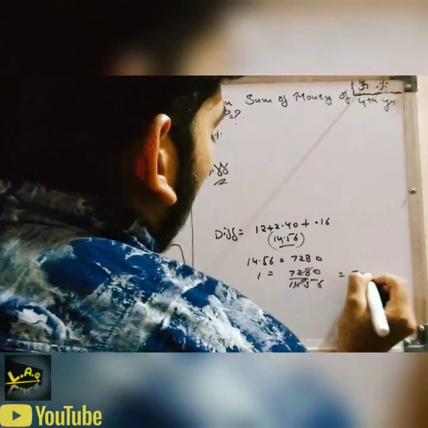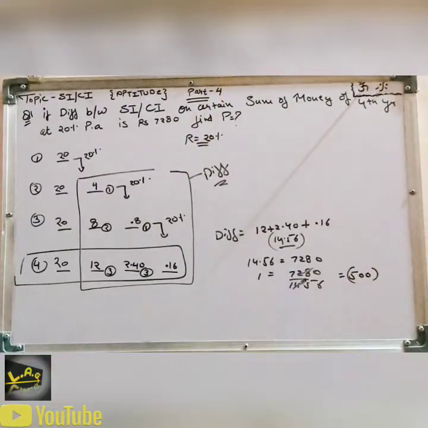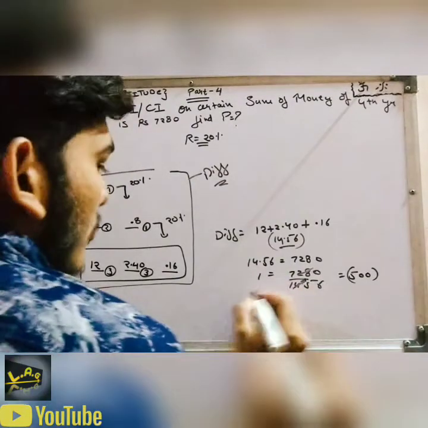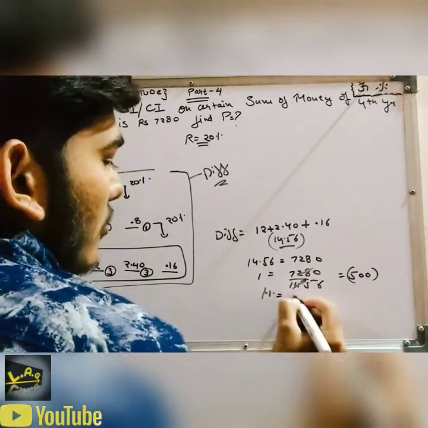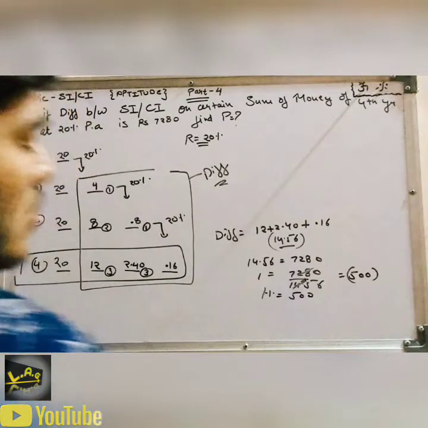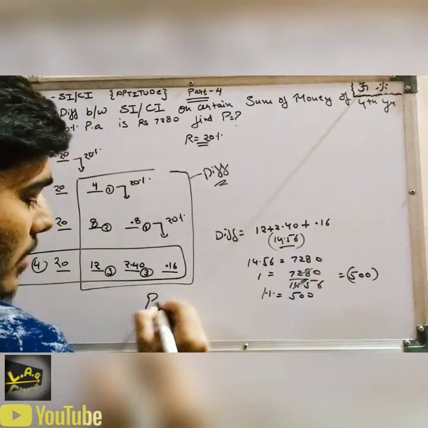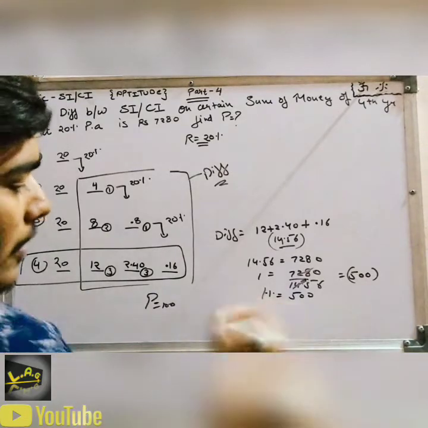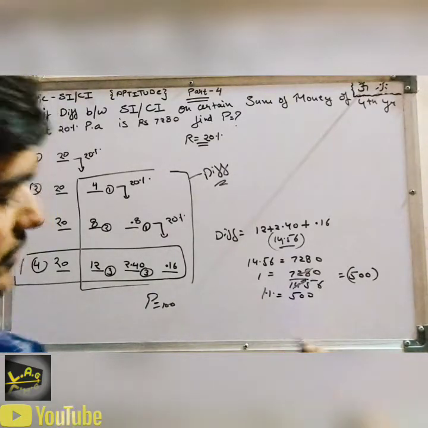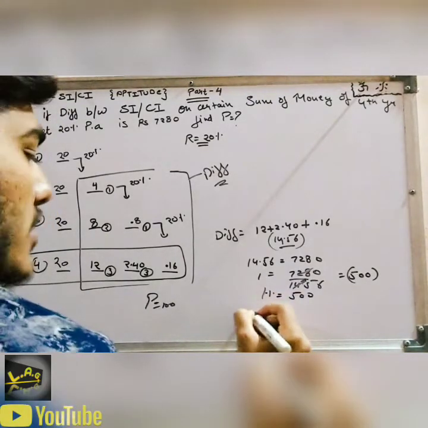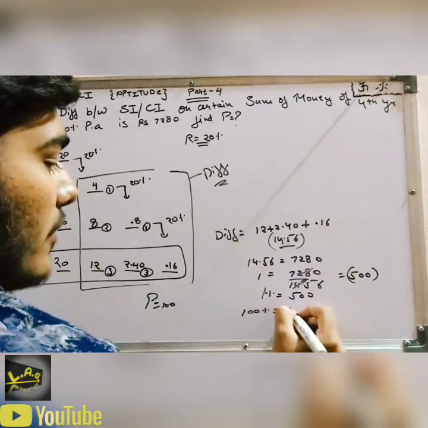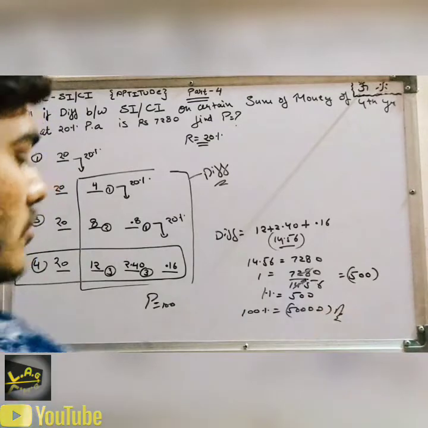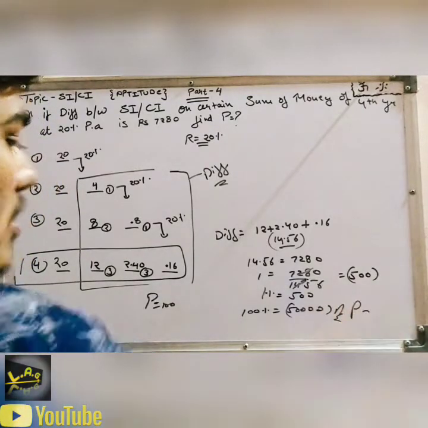So 1% is equal to 500. Now we have to calculate the principal amount. Principal amount will always be at the 100 position. So 100, that is 100%, will be 50,000. So this will be the principal amount you got.